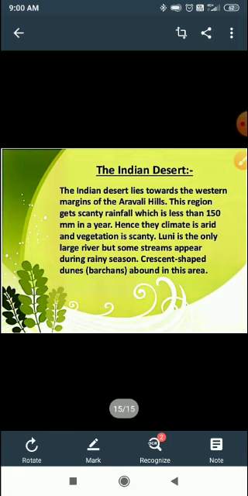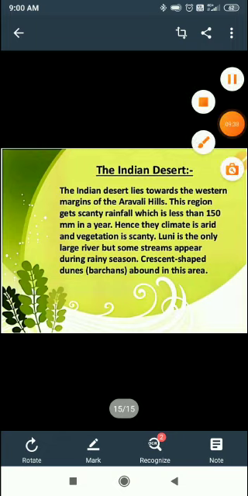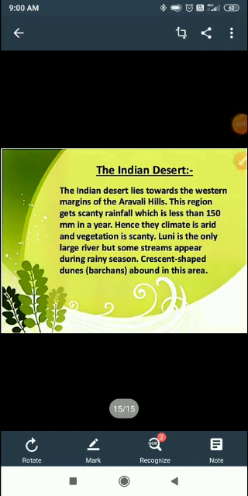The Indian desert lies toward the western margins of the Aravalli Hills. This region gets scanty rainfall, which is less than 150 millimeters in a year. As you know, a region receiving less than 150 millimeters of rainfall annually is called a low rainfall region. Wherever this type of rainfall occurs, we cannot expect vegetation. So the Thar Desert experiences very low vegetation, hence the climate is arid and vegetation is scanty.